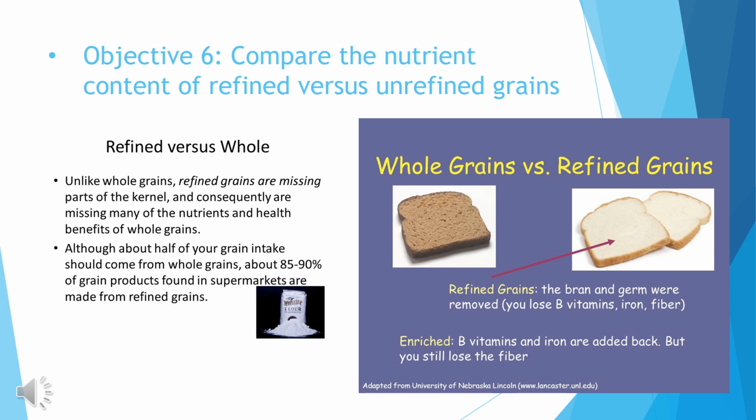Sometimes with your refined grains, like if you look at bread, you'll see it'll say enriched. When that happens, the company's using a refined grain to make the product, but they're adding back in things like the B vitamins and iron. The problem is you still lose the fiber because you're losing that part of the kernel or the husk.